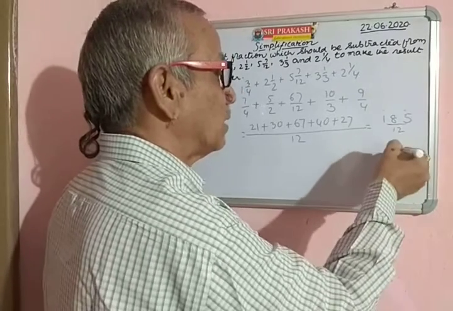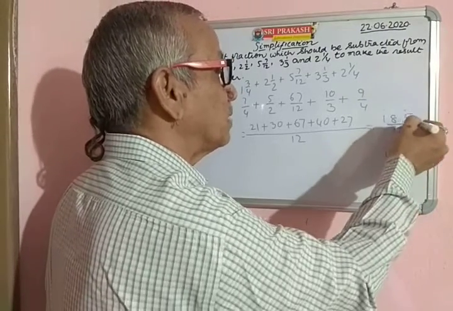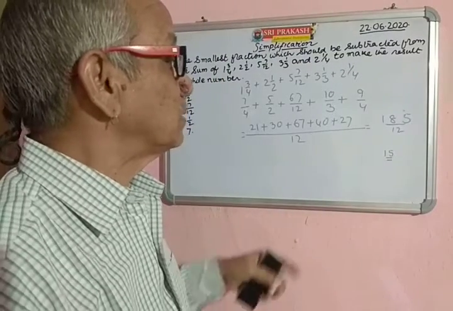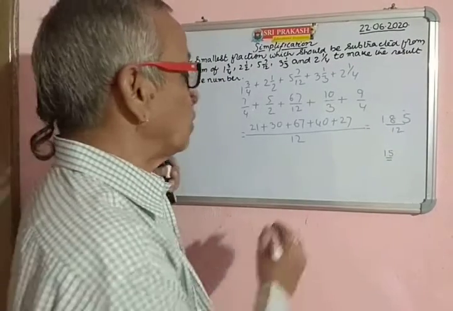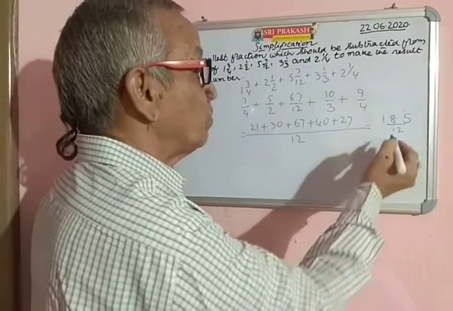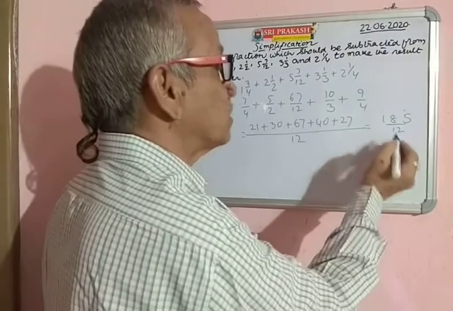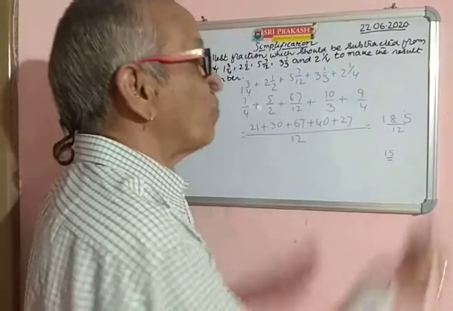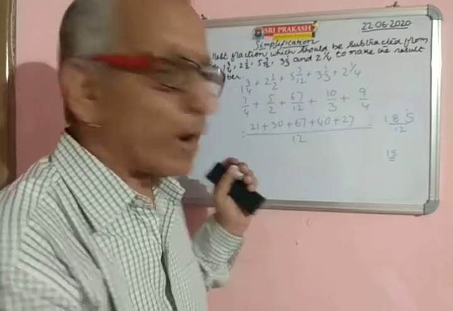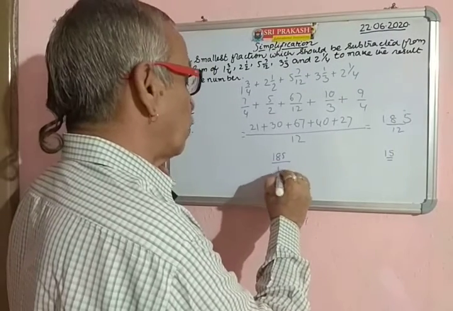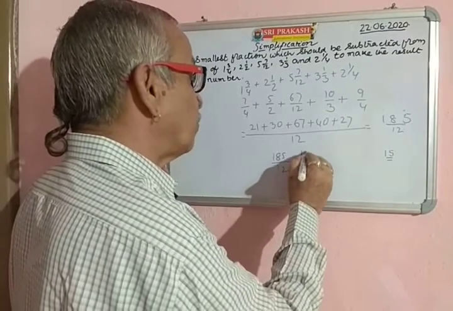So this one is smaller than this one. So this is the whole number. So what should we do? From this we subtract this, and we find the least fraction. So 185 by 12 minus 15 by 1.